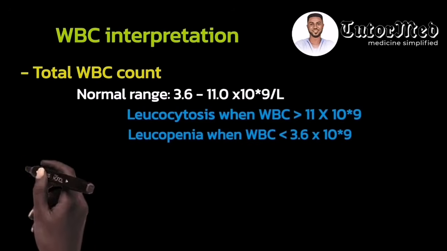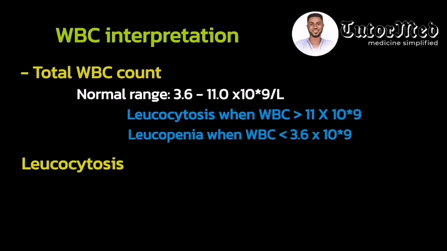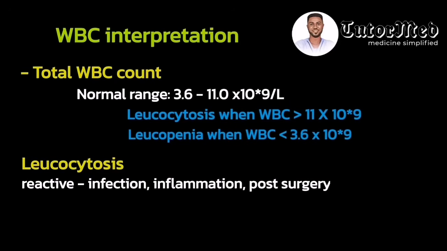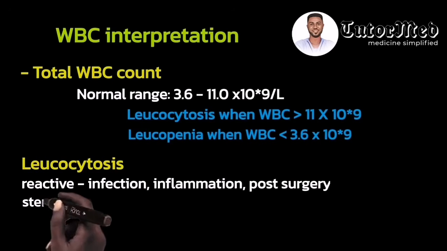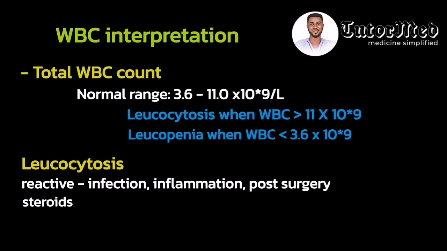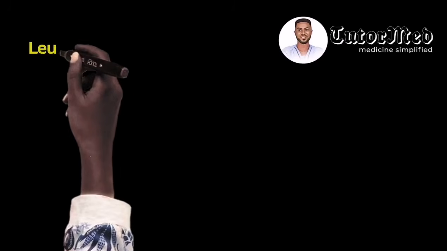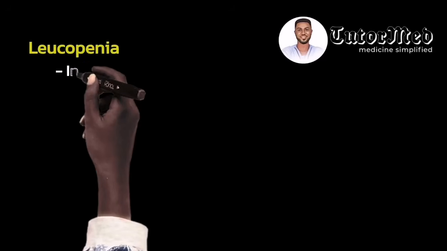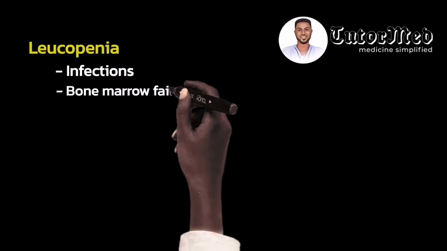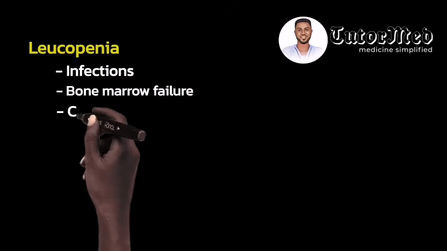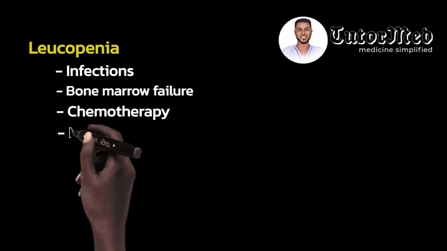The causes of leukocytosis: it can be in response to an event, in which case it is described as reactive, such as infections, inflammation, post-surgery, and then the use of steroids. Another cause is also hematological malignancies. And so what are the probable causes if there is leukopenia? It could be due to overwhelming infections, bone marrow failure, use of cytotoxic chemotherapeutic drugs, and then medications like some antibiotics.